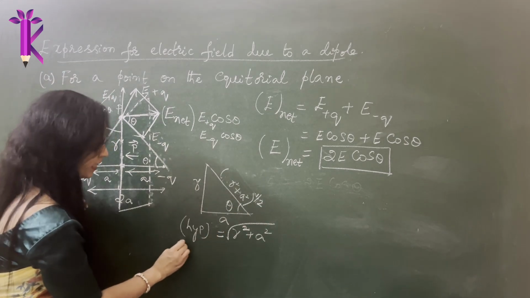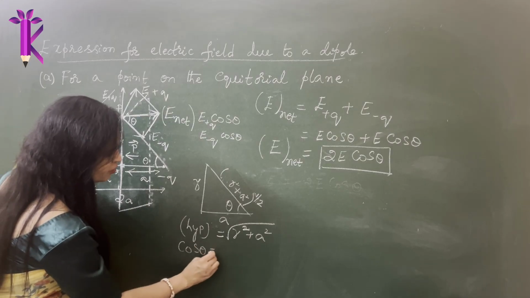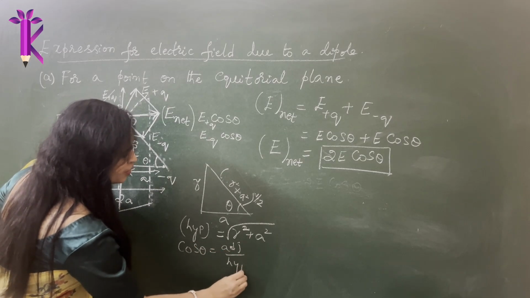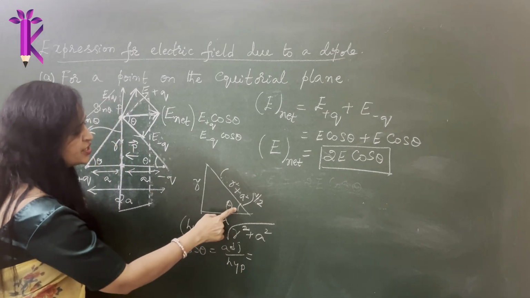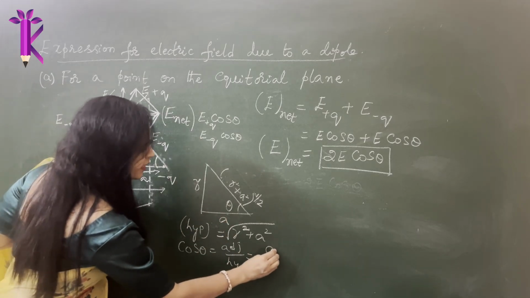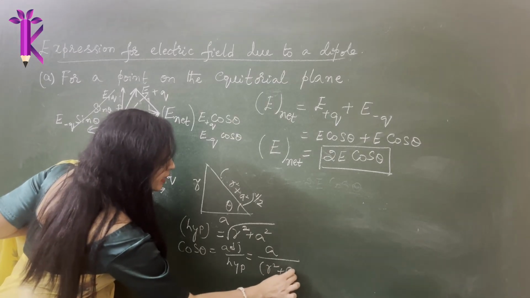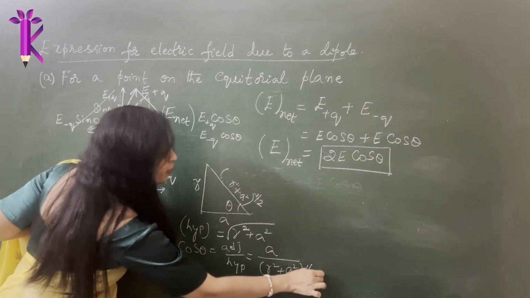So what will be the value of cos theta? Cos theta is the adjacent side divided by the hypotenuse. Which is the adjacent side? The adjacent side is a. What is the value of the hypotenuse? The hypotenuse is r square plus a square whole to the power of half.